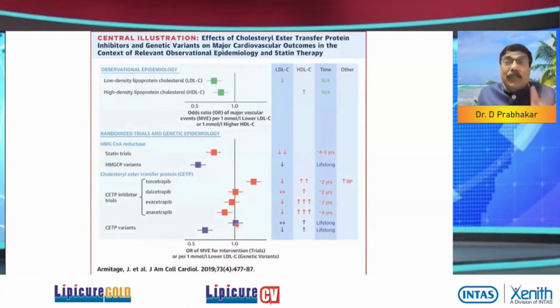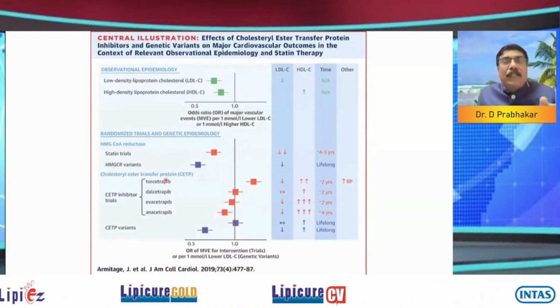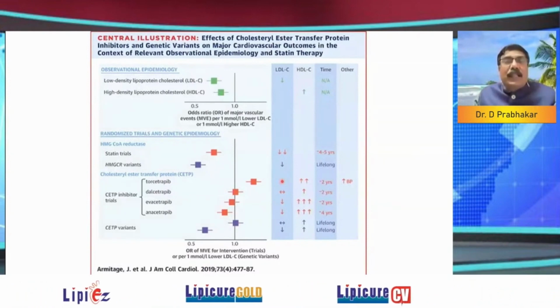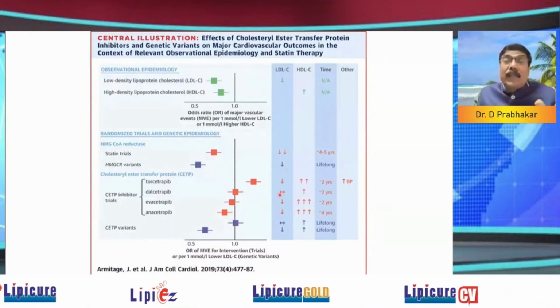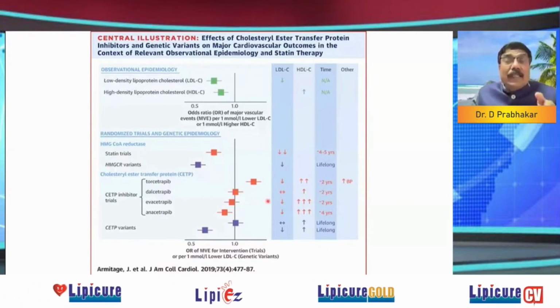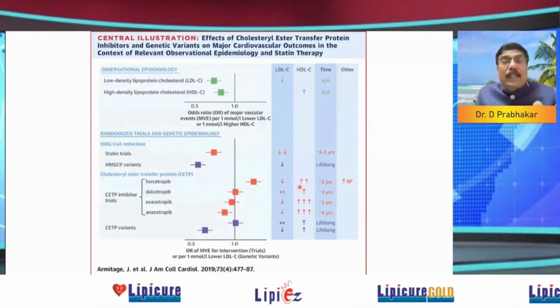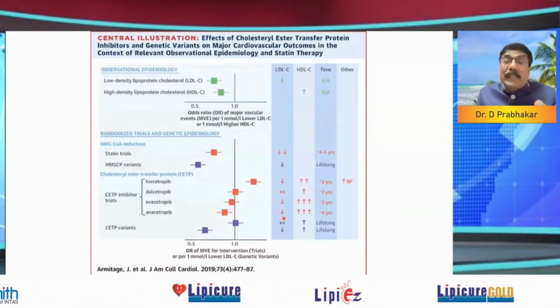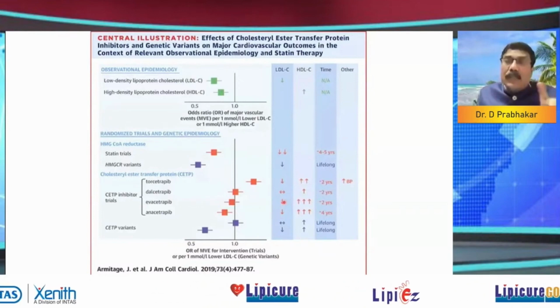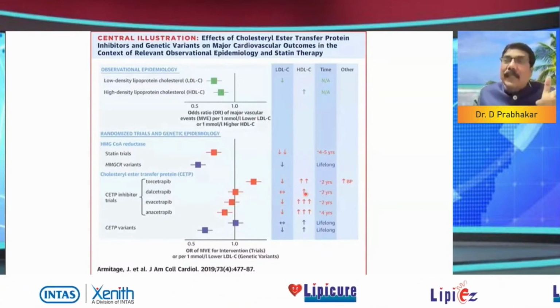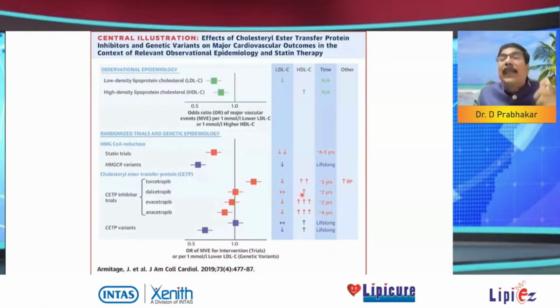This is a similar point to what we are seeing with torcetrapib, no reduction in LDL. In fact, there is no reduction in LDL with dalcetrapib and evacetrapib either, whereas anacetrapib showed a reduction in LDL. So what is important is the reduction in LDL, and the duration of therapy matters to make it statistically significant.